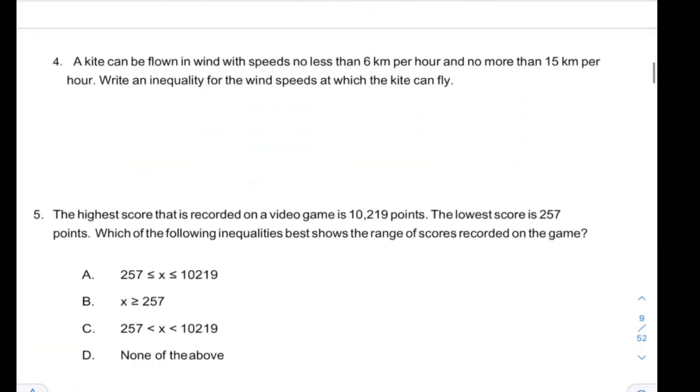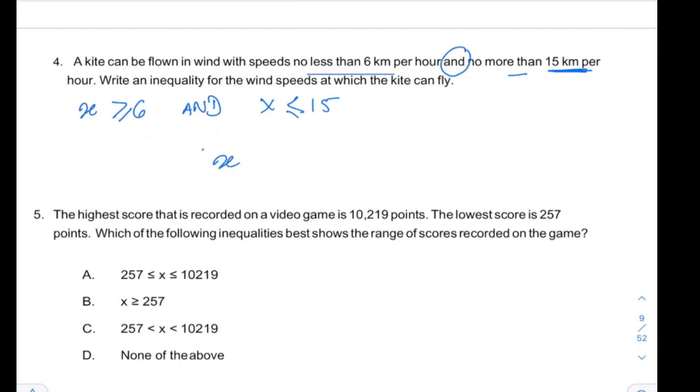A kite can be flown in wind with speeds no less than 6 kilometers. No less than 6 kilometers means more than or equal. So the speed will be more than or equal to 6 if we name it as x. And no more than 15. No more than means less than or equal to 15. So we have two inequalities compounded by and, which means this speed should be at the same time more than or equal to 6 and less than or equal to 15.